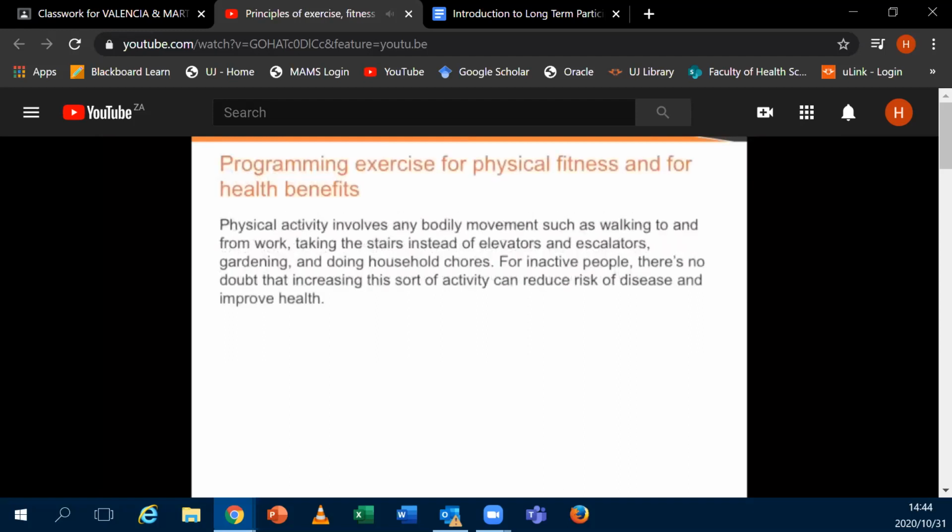Programming exercise for physical fitness and for health benefits. Physical activity involves any bodily movement such as walking to and from work, taking the stairs instead of lifts, gardening, and doing household chores. For inactive people, there's no doubt that increasing this sort of activity can reduce risk of disease and improve health.